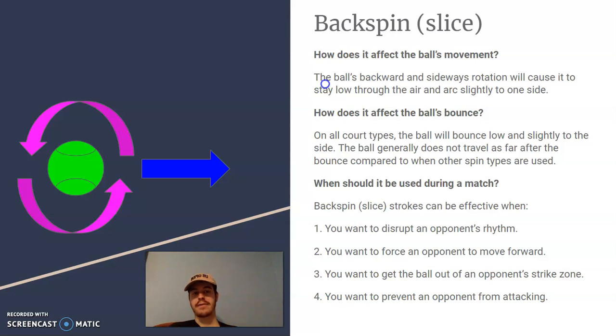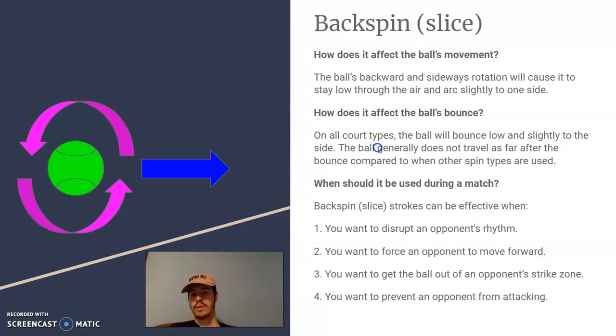How does slice affect the ball's bounce? Regardless of court type, if you hit a slice, the ball is going to bounce low and go slightly to one side. If you really aggressively cut a slice, then it could move pretty significantly to the side, but that can vary from player to player. The ball is generally not going to go as far after the bounce compared to the other spin types that we've talked about and will talk about. It's going to stay low and not travel very far.